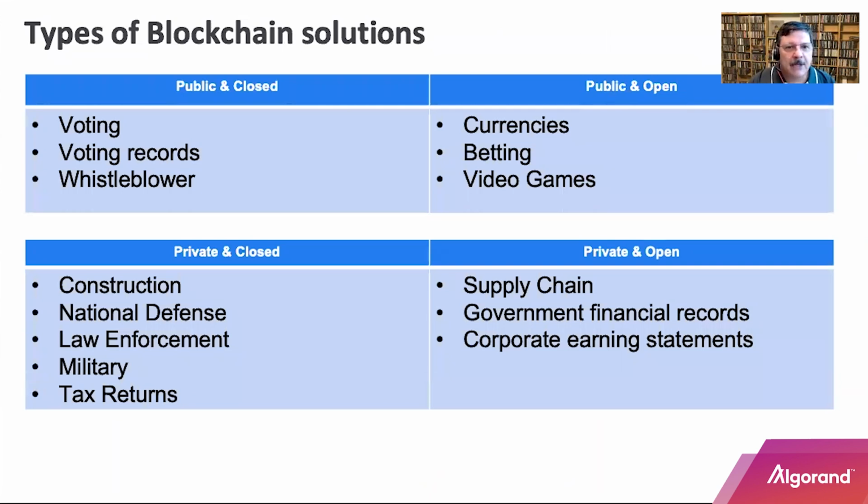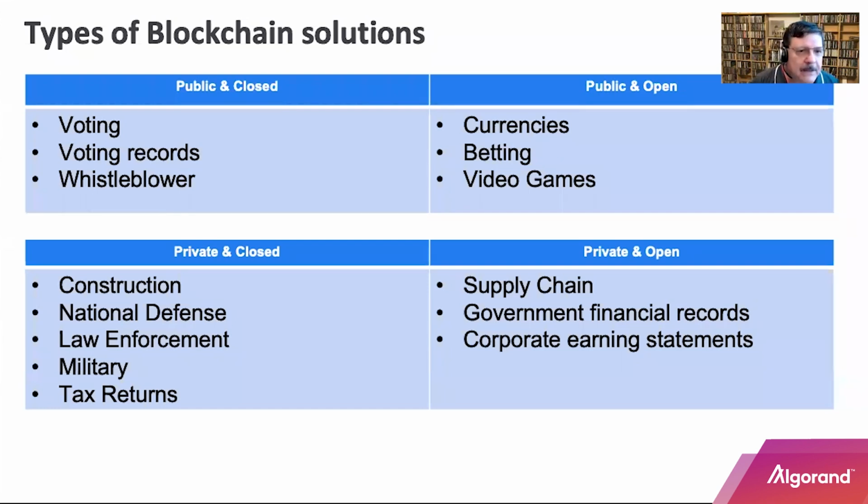So what types of blockchain solutions can I build? I know when I first started learning about blockchain, I was a little bit confused on this. I'm thinking, well, gee, this is a public and open blockchain. Does that mean I can only create public and open solutions? Like you see in the upper right corner, currencies, betting, video games, these are all applicable solutions for that type of scenario. And then in the upper left corner, you get to public and closed. So that's an example where voting might be appropriate, and voting records and whistleblowers. These are public because you want the public to see the results.